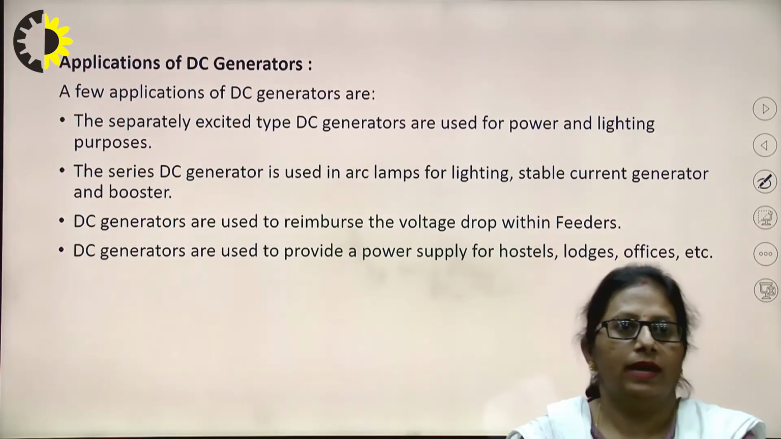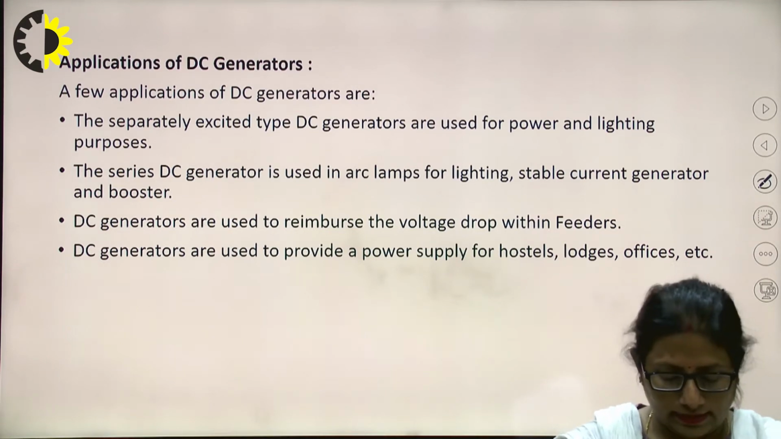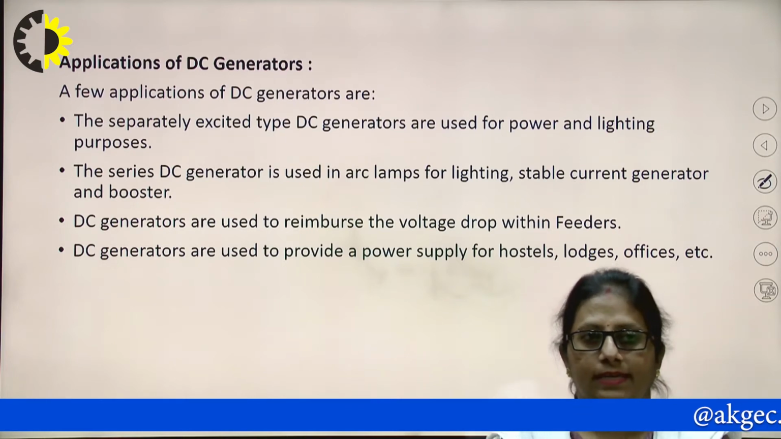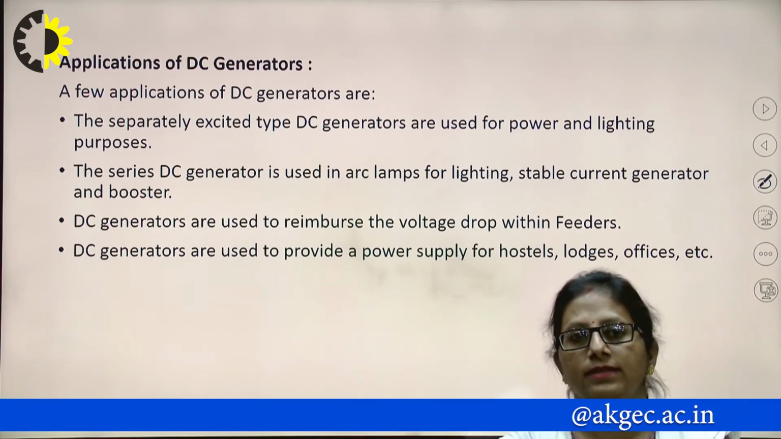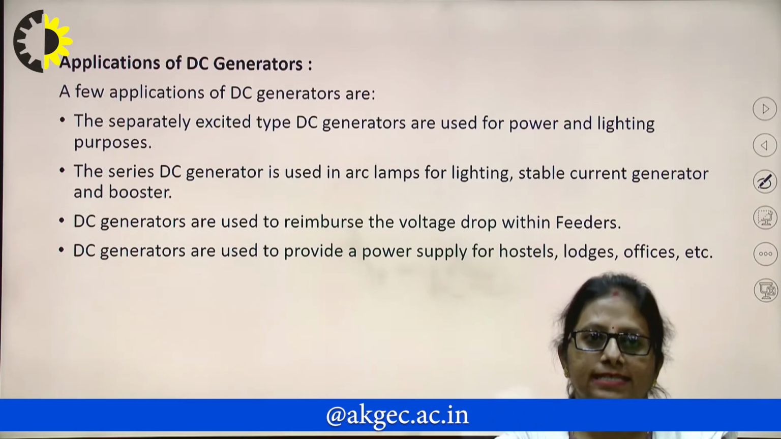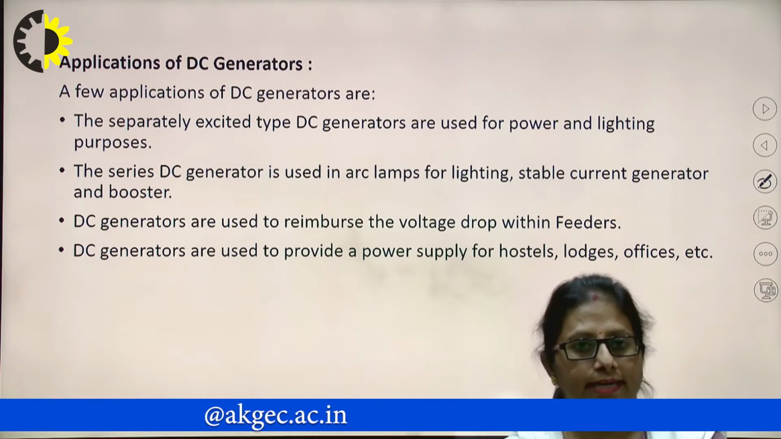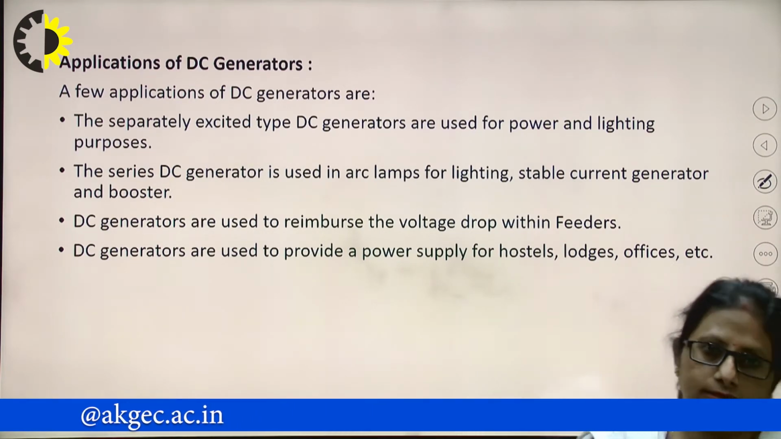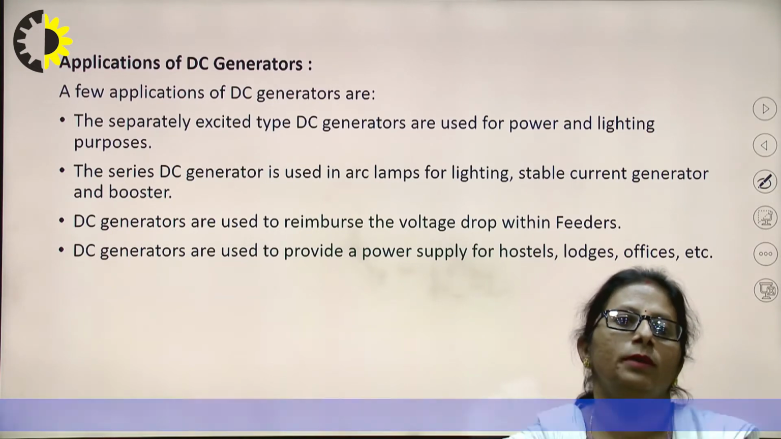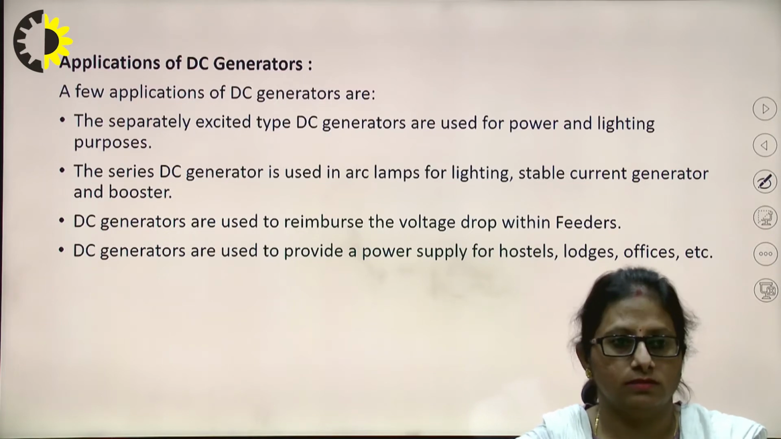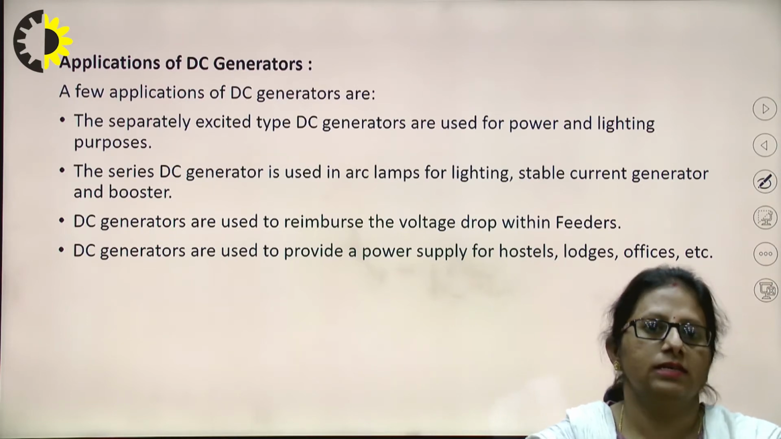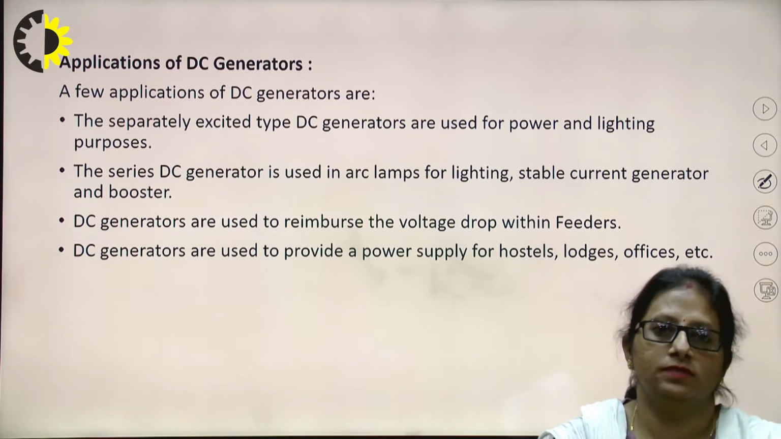Coming to the applications of the various DC generators we have seen. A separately excited DC generator is used for power and lighting purposes. The series DC generator is used in arc lamps for lighting, and also as a constant current generator and booster. Compound DC generators are used to compensate the voltage drop within the feeders, and also to provide a power supply for hotels, hostels, lodges, offices, etc.